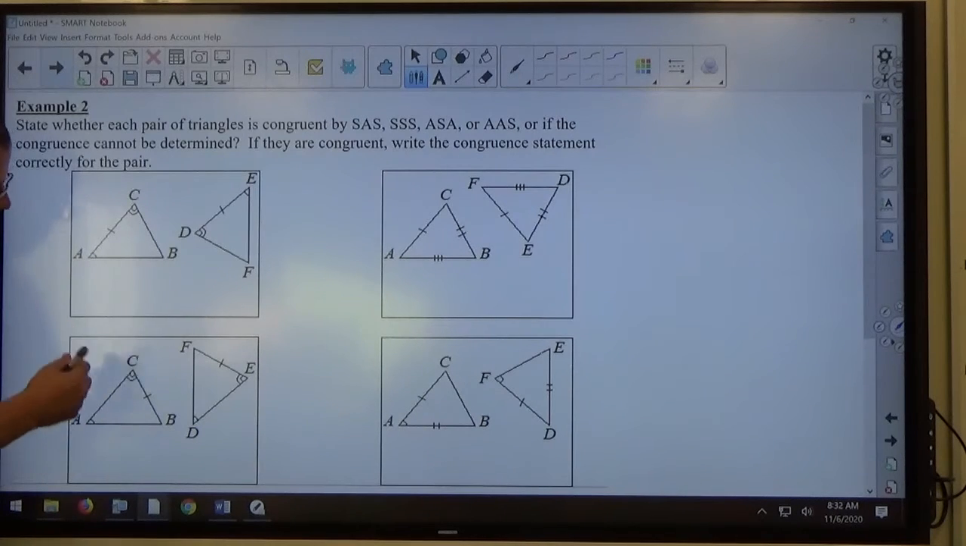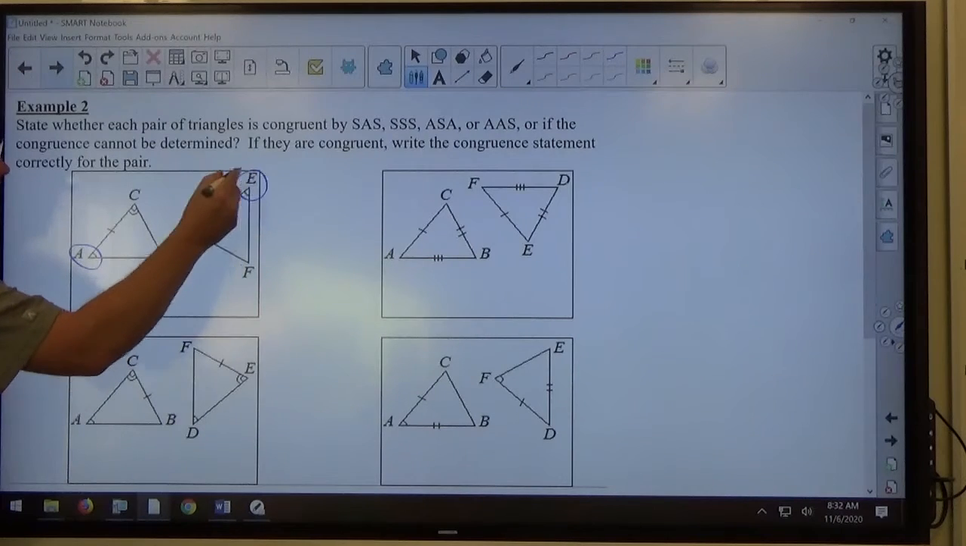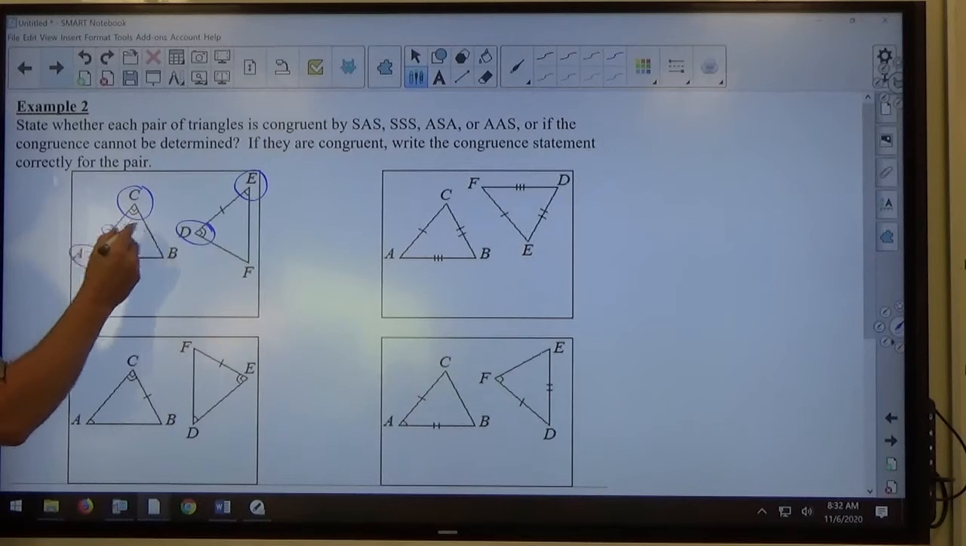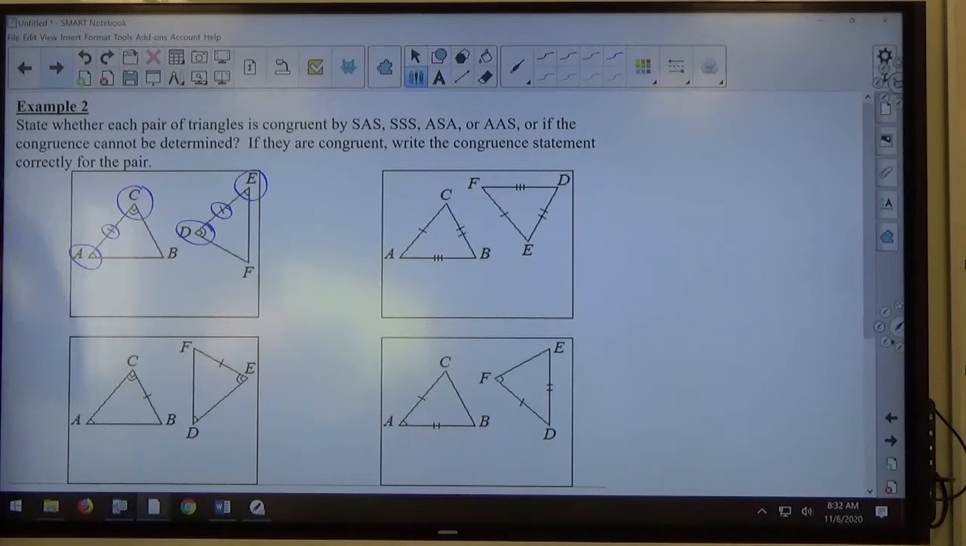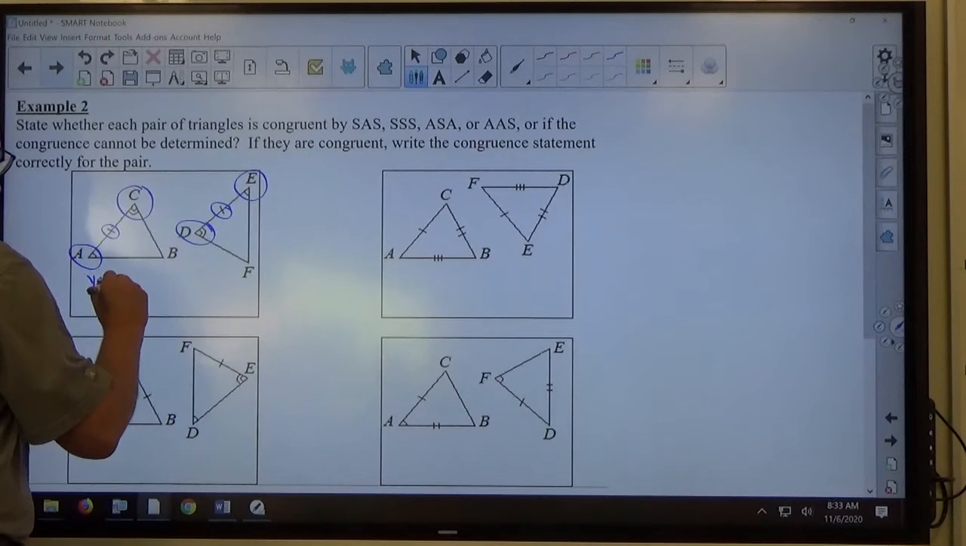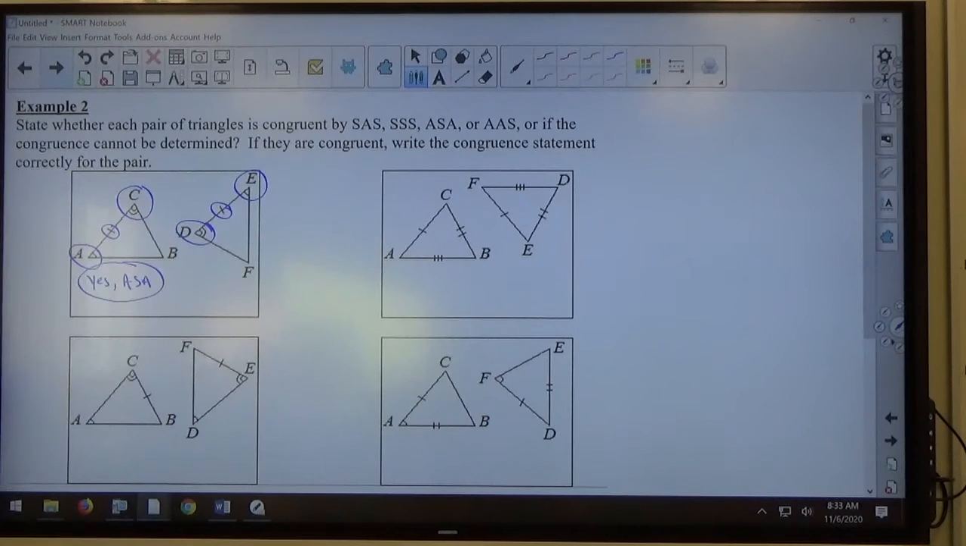So, if I look at the first one, I've got angle A matching angle E. I've got angle C matching angle D. And I've got a congruence mark between the congruent angles. So, are they congruent, yes or no? Yes. By which rule? Angle, side, angle. All right, so that answers the congruence question. If they are congruent, which they are, write the congruent statement correctly for the pair.